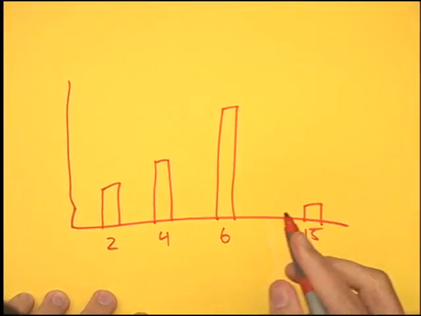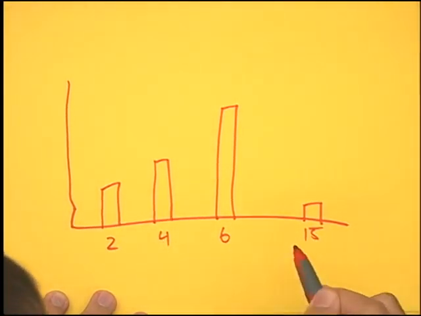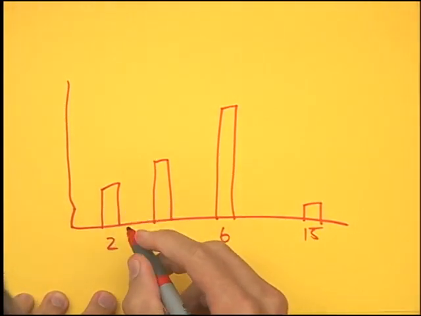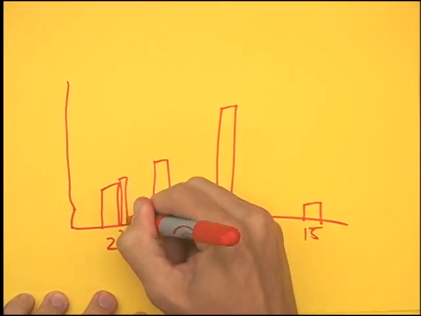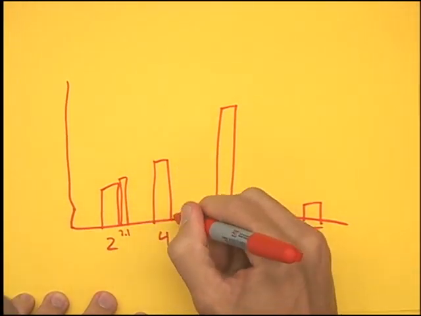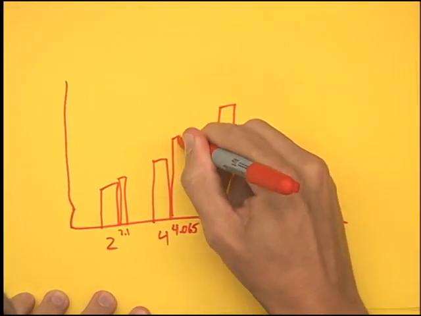In a continuous distribution, there aren't just, say, 4 or 10 or 400 distinct or discrete possibilities. There's an infinite number of possibilities. It could be 2.1, and it has its own probability. It could be 4.065, and it has its own probability.